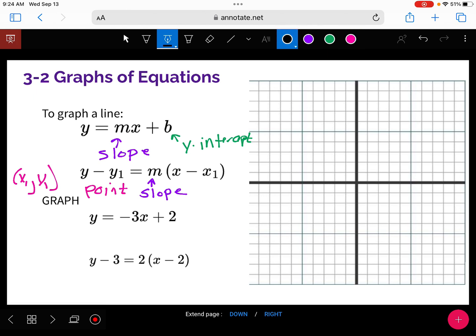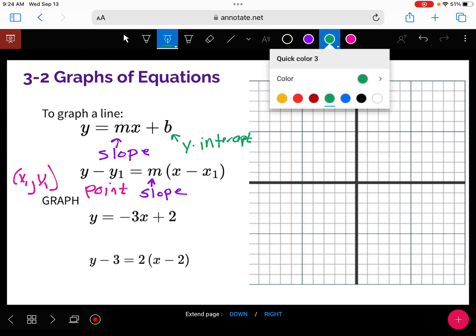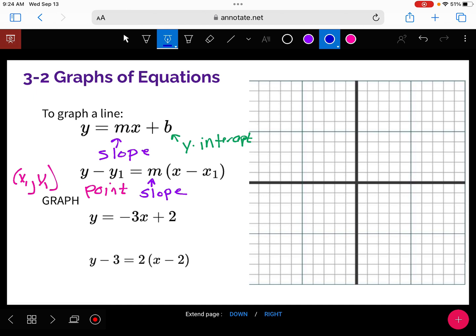So we're going to graph y equals -3x plus 2. Where are we going to start for this guy? For -3x plus 2, where am I putting my first point? (0, 2). Yep, my y-intercept of 2. Right there. How do I move? How do I get my next point?